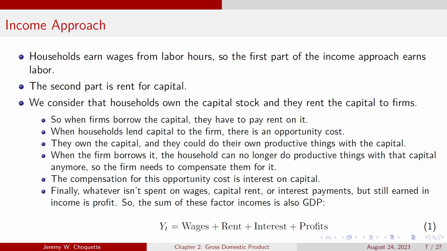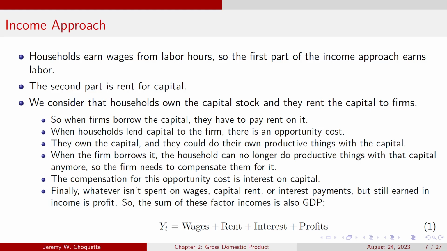So households will earn wages from labor hours. The first part of the income approach is labor. If you look at equation one down there, wages, right? Wages from working. The second part here is rent for capital, right? We're going to assume that households own the capital stock, and then they'll be renting that capital to the firms. So the firms want to borrow that capital, they're going to have to pay rent on it.